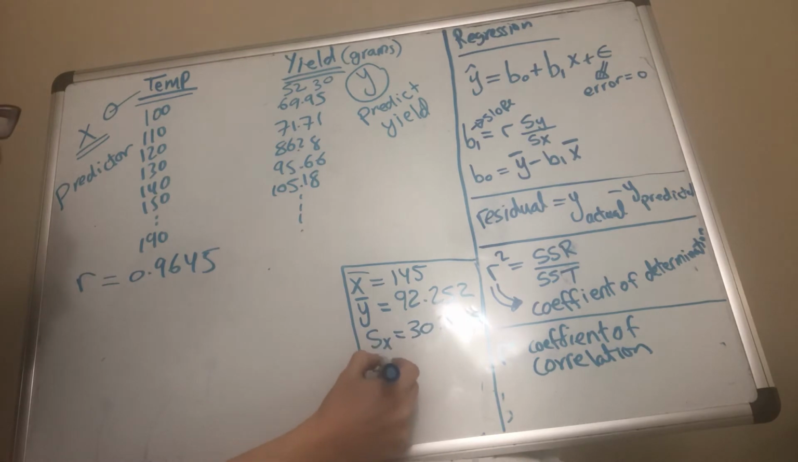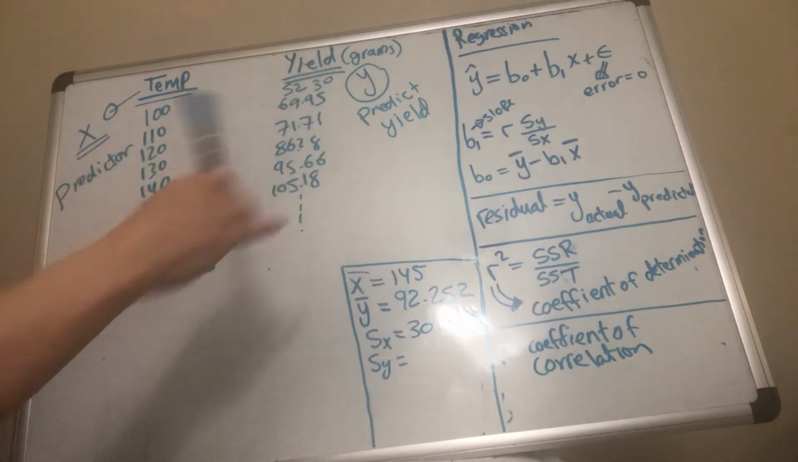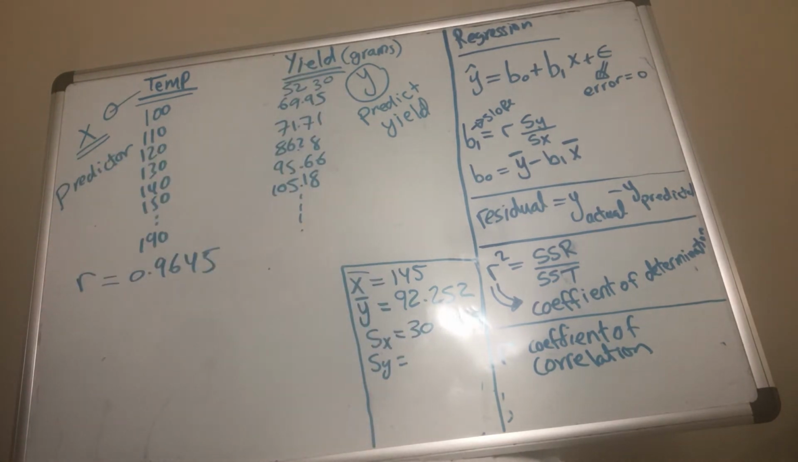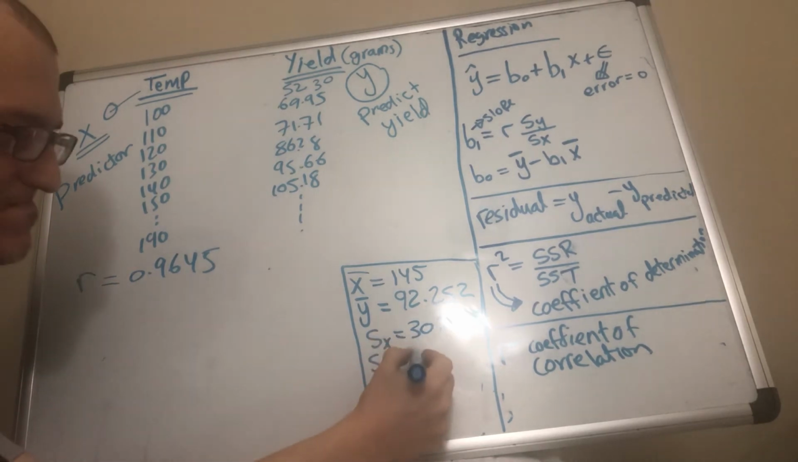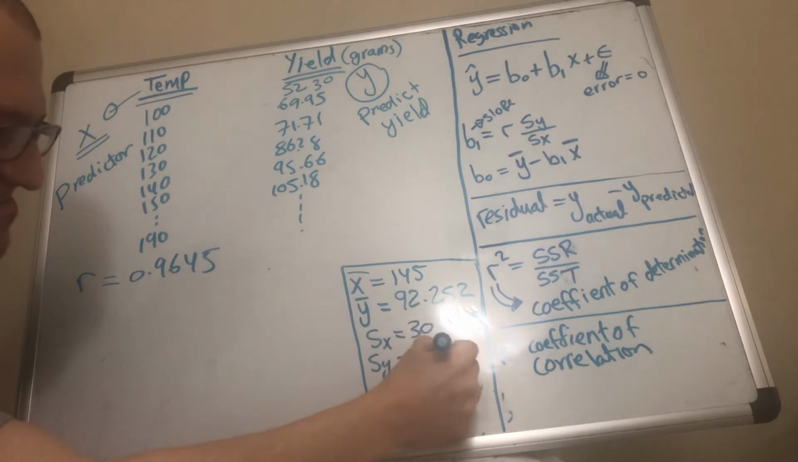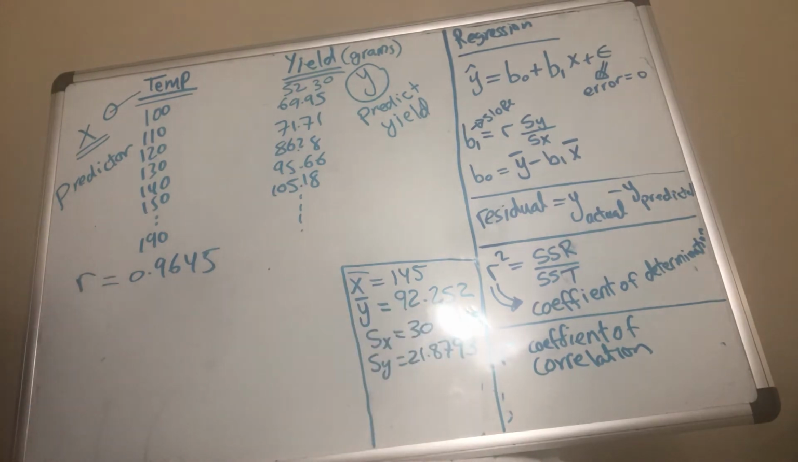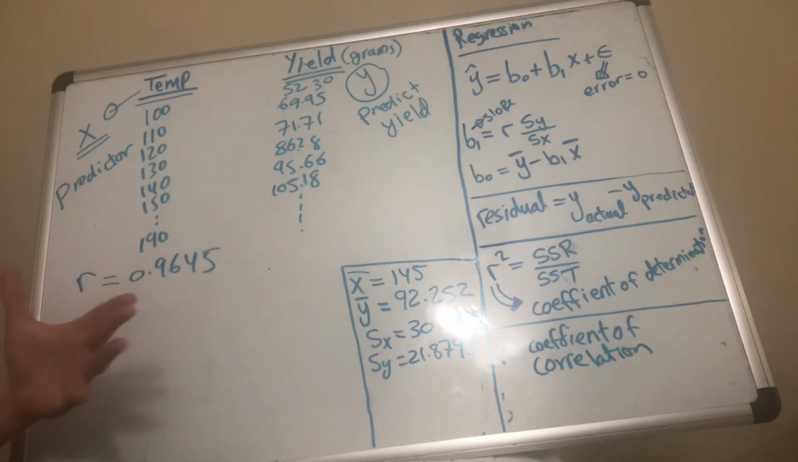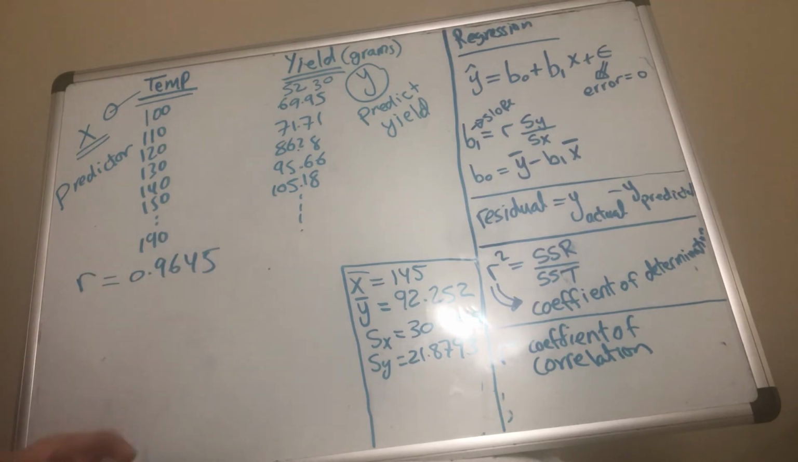You also want the standard deviation for the yield, for Y. I did it, and it's 218793. Now they want you to test. Can you figure out the relationship?